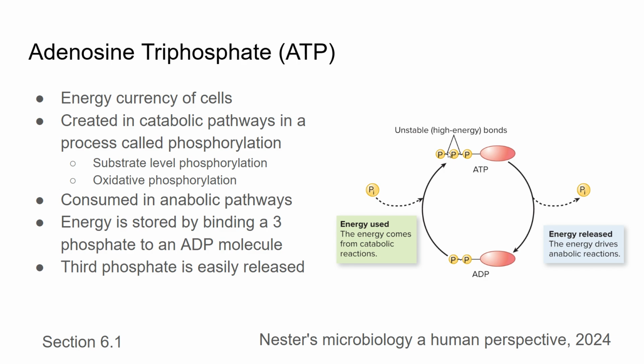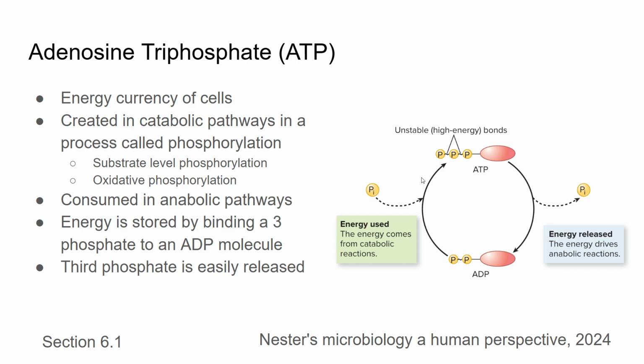This is just going to be the way that energy is usable in the body, and it can be sent all around. But it's created in catabolic pathways. Remember, catabolic means we're breaking things down to release energy. So adenosine triphosphate is created in these catabolic pathways in a process called phosphorylation. So we have two different kinds of phosphorylation. We have something called substrate level phosphorylation and then oxidative phosphorylation. We'll come back to those terms later, but just know that there's two different types of phosphorylation.